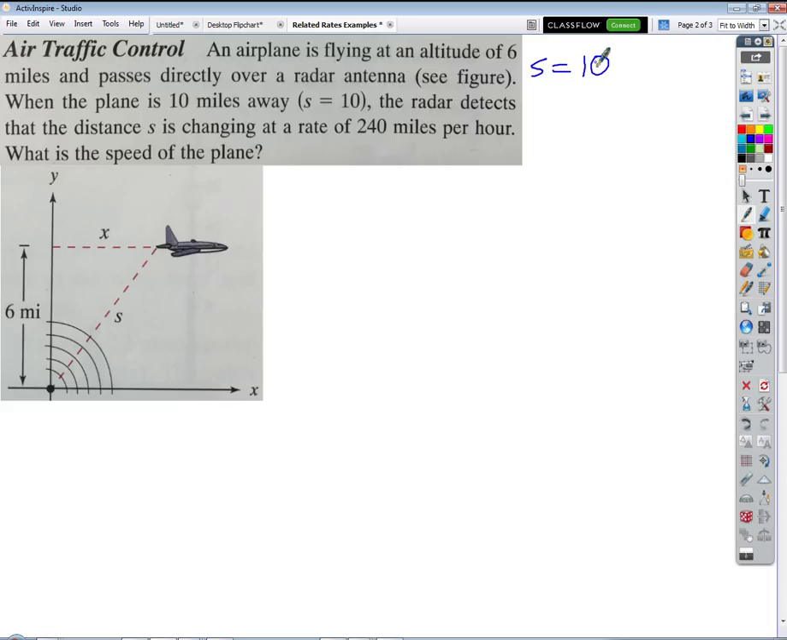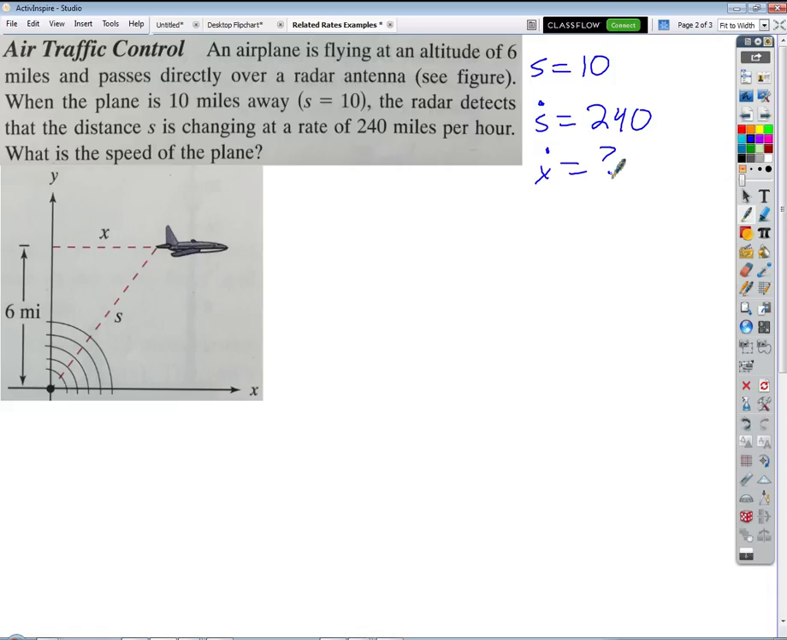The radar detects the distance. In other words, the distance from the radar to the plane is changing at a rate of 240 miles per hour. That's S dot. And what are we looking for? We're looking for x dot.